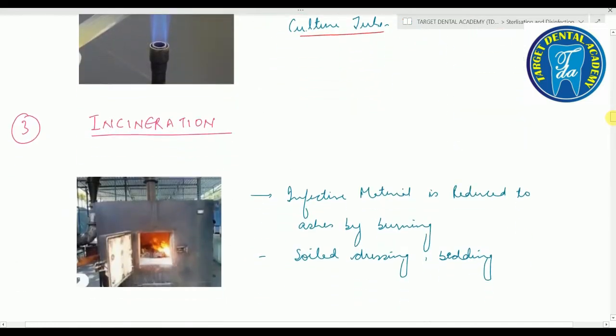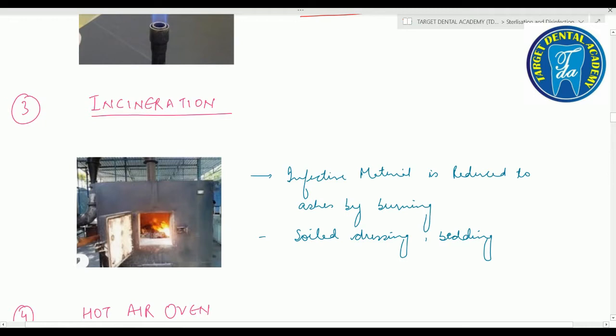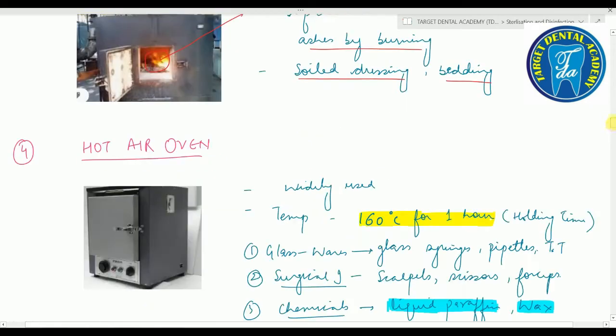Coming on to the third method of dry heat sterilization, which is incineration. In this, the infective material is reduced to ashes by burning. You put the infective material in, and it burns and is reduced to ashes. Examples are soiled dressings and beddings. All the infective material is reduced to ashes by the burning process.